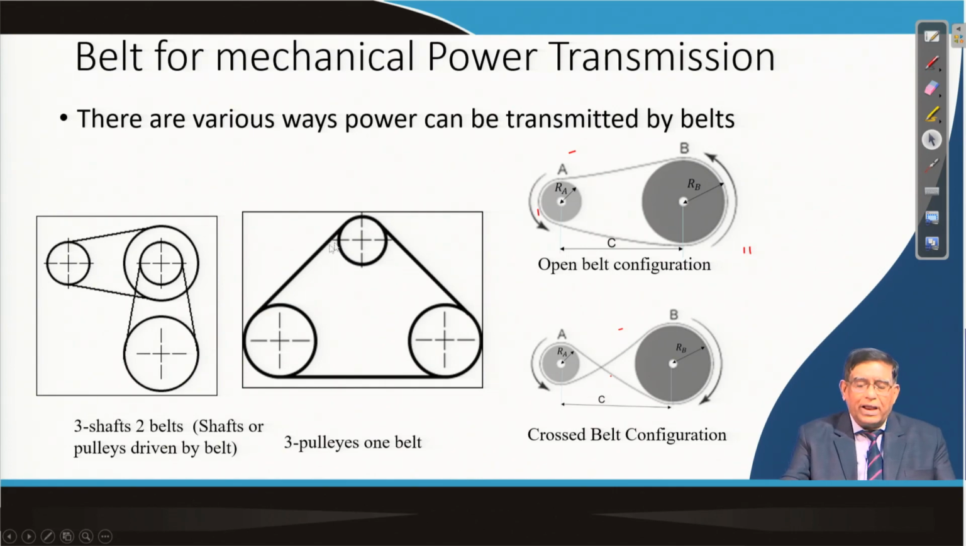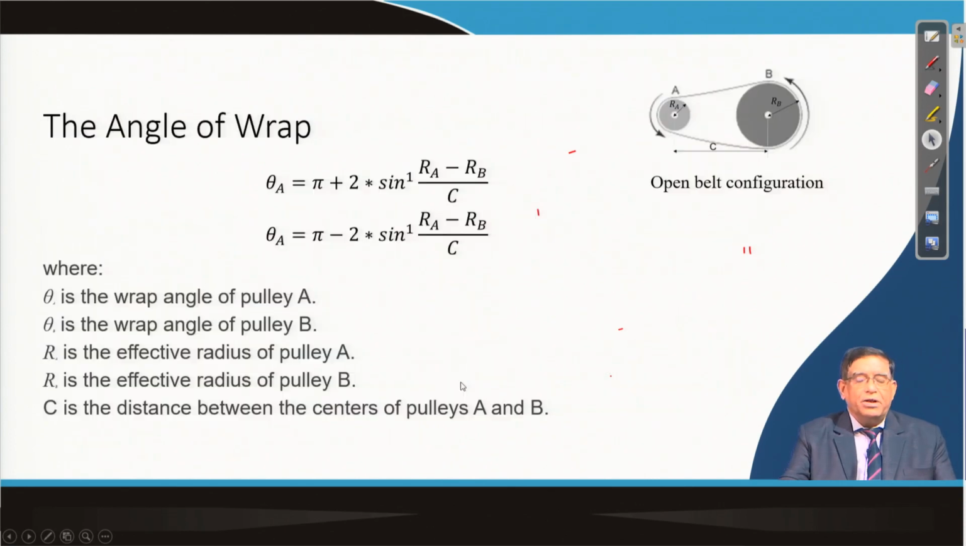Sometimes by one belt itself, three pulleys are connected together. Now, these belts can be given as an open belt configuration or a cross belt configuration. Depending on the use and how the mechanical design goes, you can see this type of thing in different machines. Now, there is one thing that is very important here: you need to know about the angle of wrap.